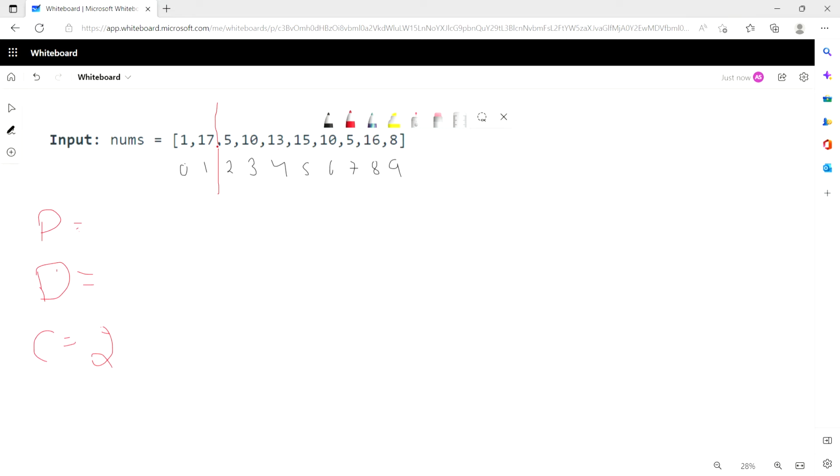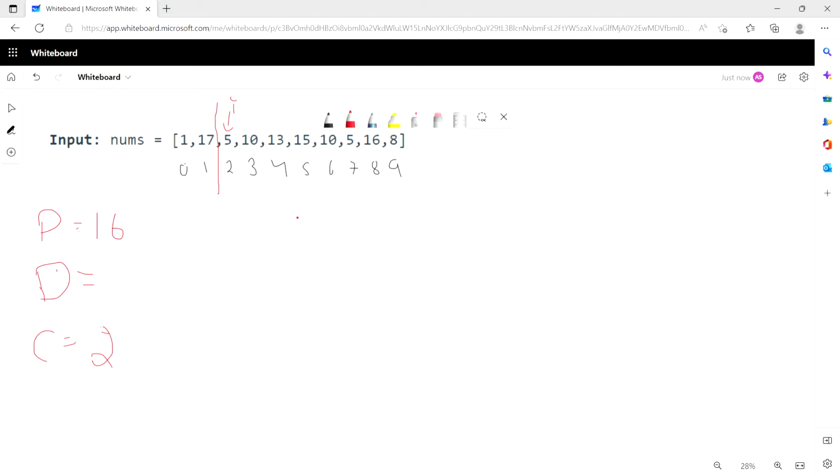Now we have to see the decreasing, so we have to take care of the previous difference. So what is that previous difference? 17 minus 1, it's 16. So we have to store that 16 here. Now we have the previous difference, so we have to start iteration from 5. So let's find out the current difference.